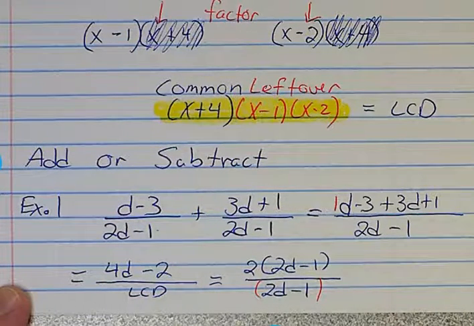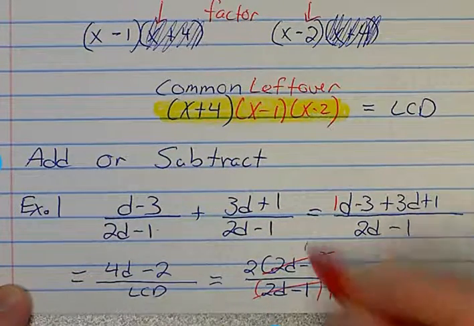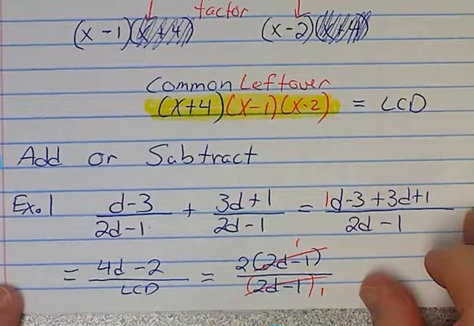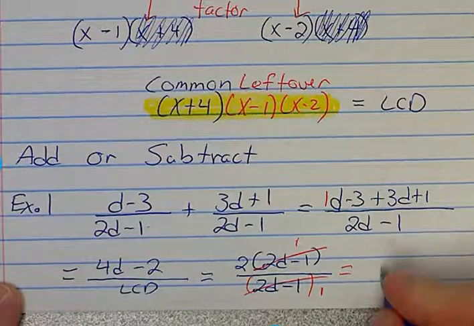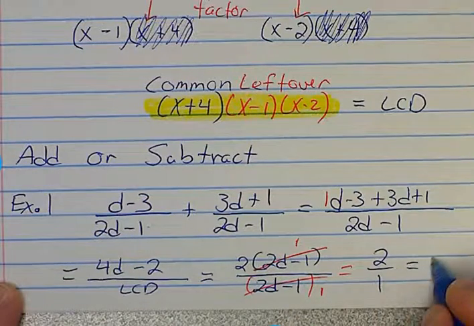No, you can cancel the 2d minus 1s, right? I'll try. So cancel the 2d minus 1s. Remember, you've got to put 1 back in there as a placeholder, because sometimes if y'all don't do that, you miss a little bit of something there with the fractions. So on the top part, you have 2 times 1, which is 2, over 1, but that's just a 2.